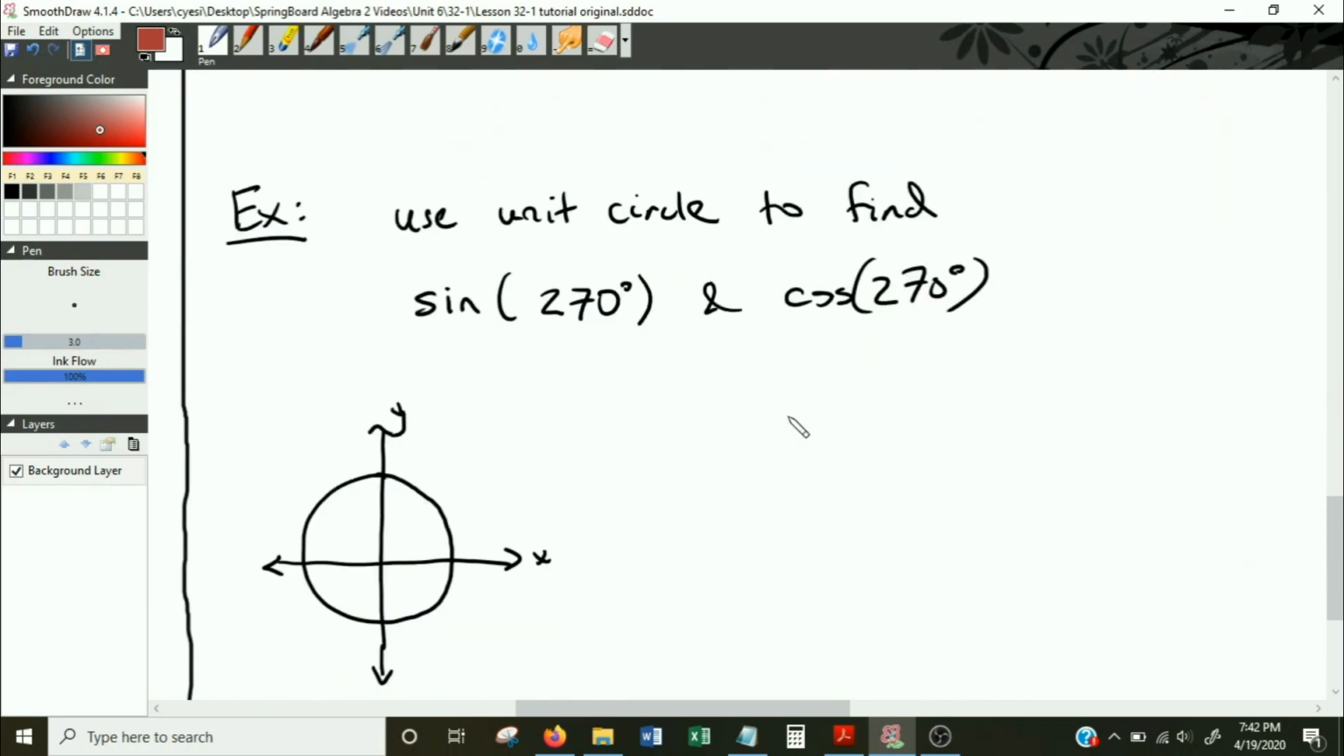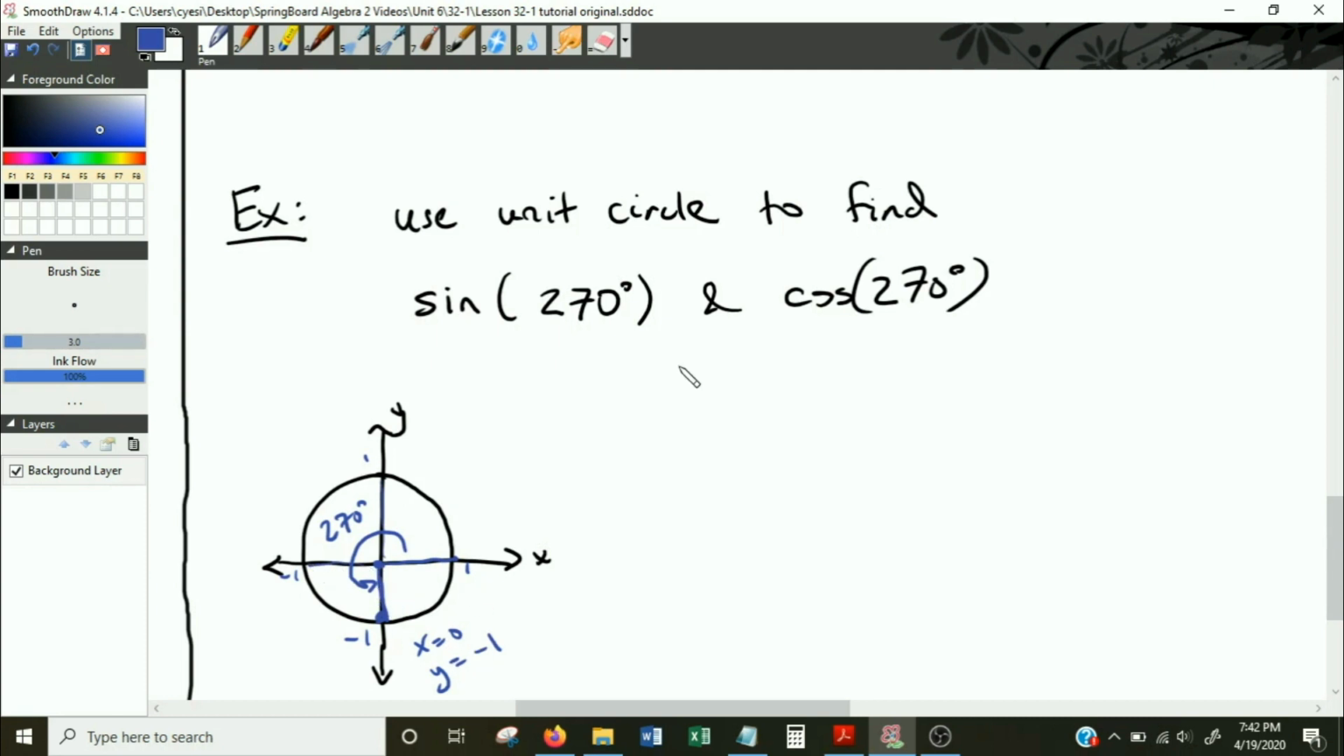So in this one, we're given a unit circle, and we're asked to find what sine of 270 and cosine of 270 are. So 270 degrees is this. So if we draw the terminal side, it's going to be like that. Now we have a straight line, so our x is equal to 0, right? And our y is equal to -1, because all of these are radii that are 1 in length.